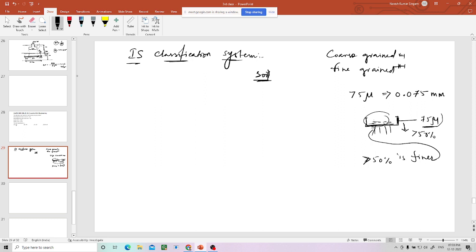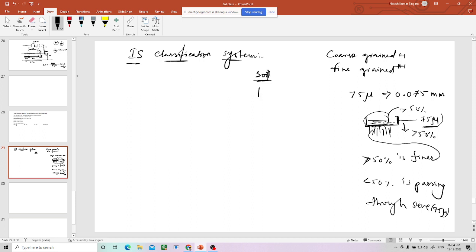If less than 50% of the soil is passing through the 75 micron sieve, that means the retained is more than 50%, so it is coarse. First, we should grade the soil depending upon this. Once we grade that, we can go deeper and classify the soil according to deeper parameters. But right now, we need to do this.